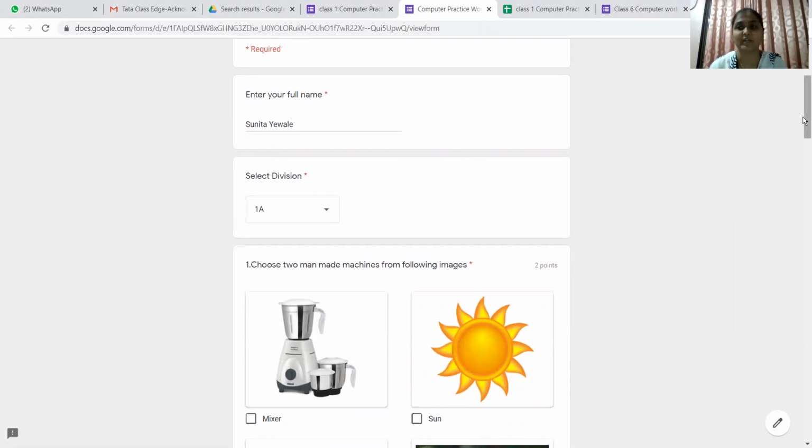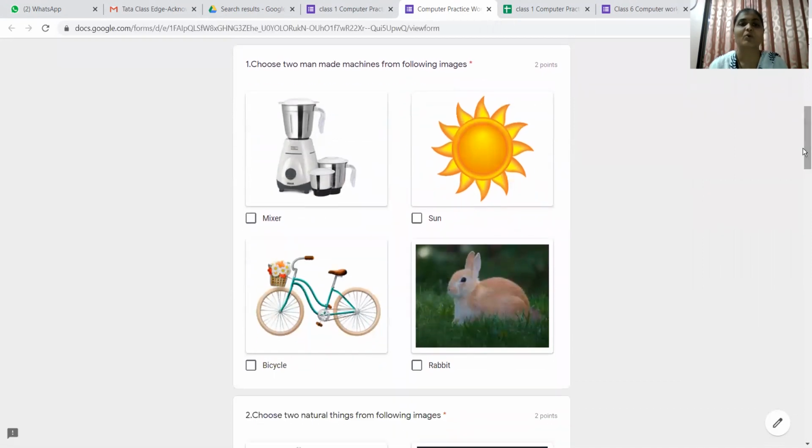Now our question paper actually begins. So question number 1, choose two man-made machines from the following images. That means we have 4 pictures over here. From these, 2 are man-made machines and 2 are natural things.